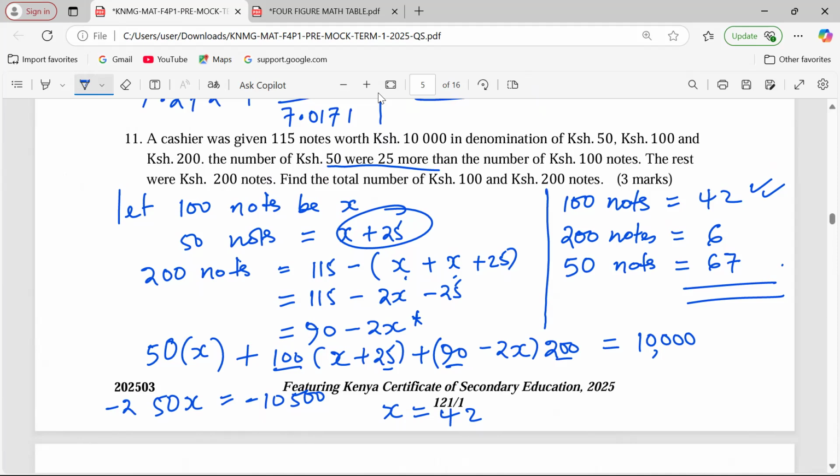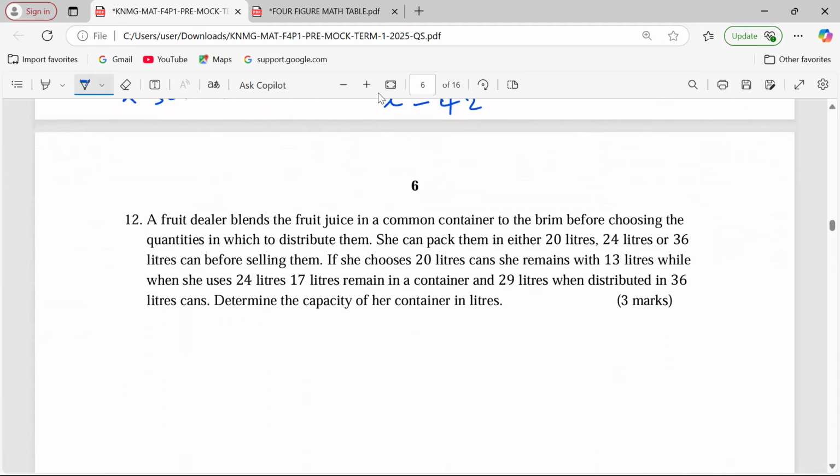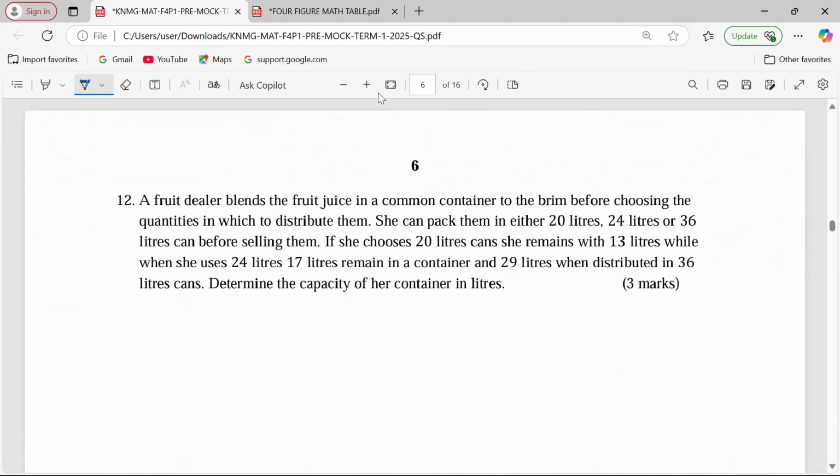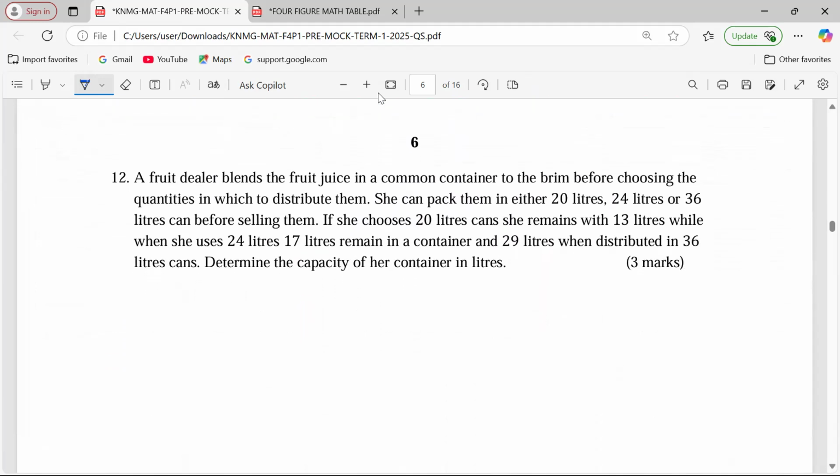Now let's check our next question, which is number 12. Again, a very interesting question. Look at this. A fruit dealer blends the fruit juice in a common container to the brim before choosing the quantities in which to distribute them. She can pack them in either 20 liters, 24 liters, or 36 liters can before selling them.